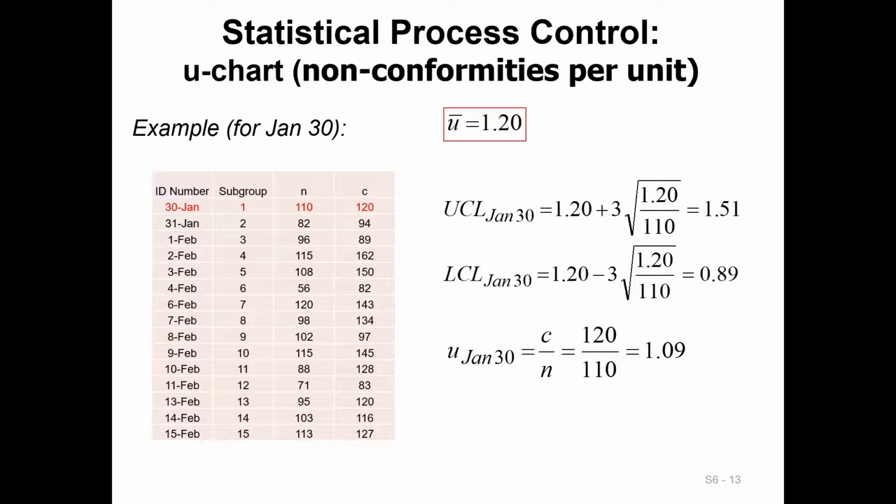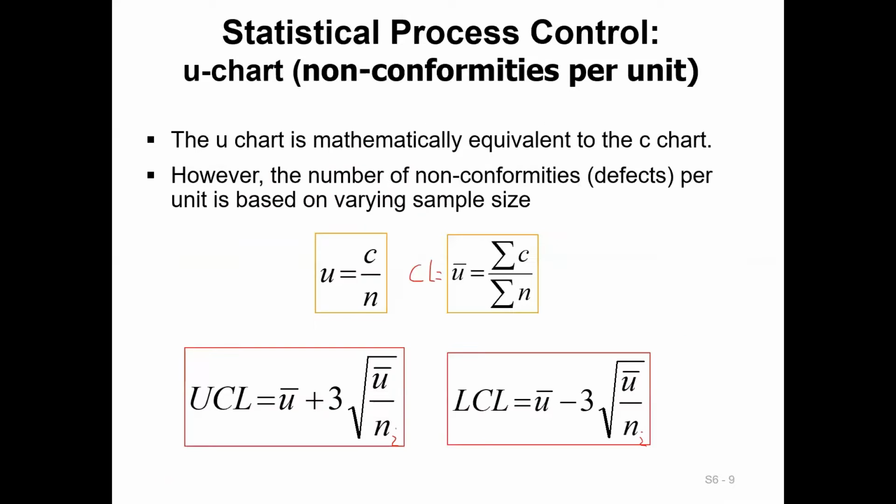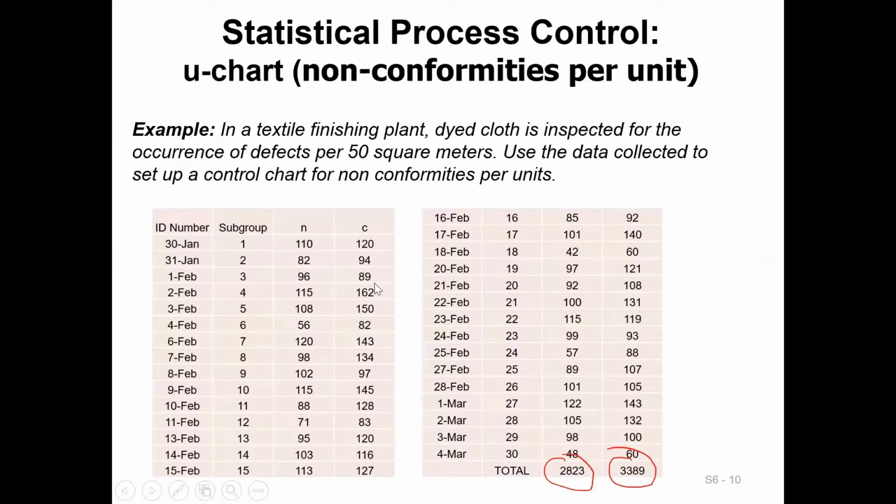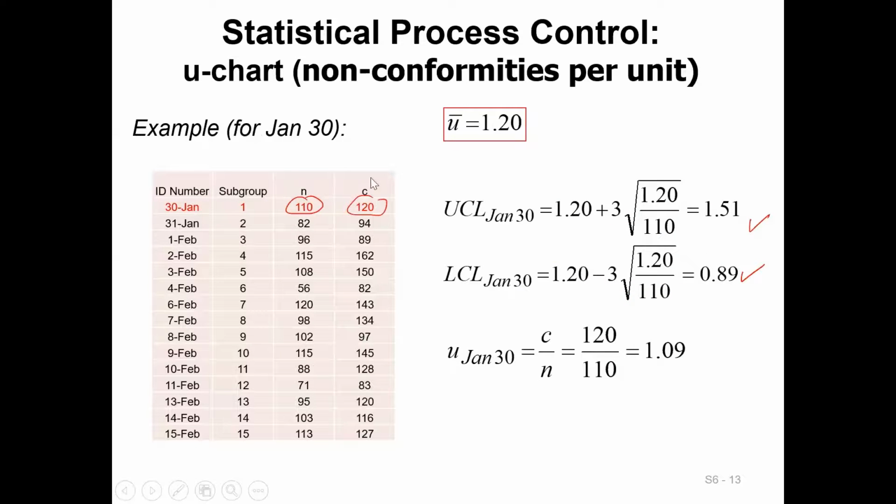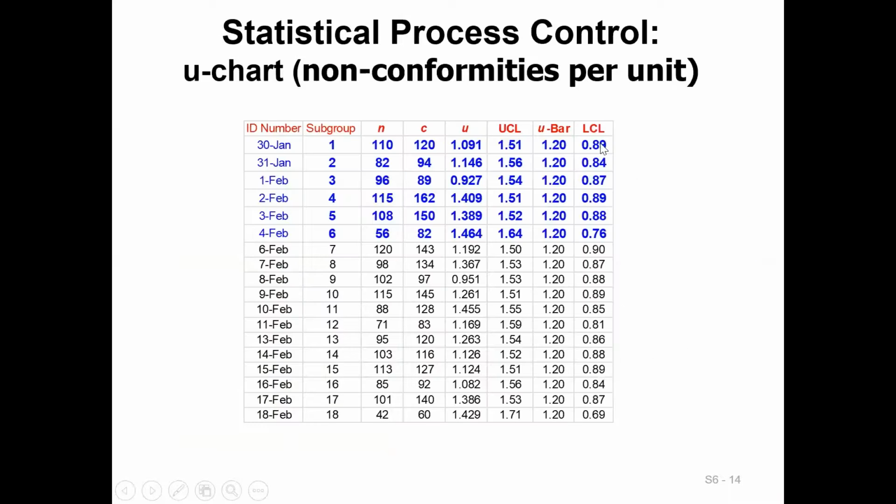So that is for January. In the meantime, you also need to calculate the non-conformity per unit for this particular subgroup. Upper control limit done, lower control limit done. The next thing you have to calculate, for subgroup one, is u. The u is equal to 120 divided by 110, right? The formula here: u is equal to c divided by n. So you have to calculate u, and then repeat these three steps, calculating the upper control limit, lower control limit, and u for every single subgroup, and you will get this.